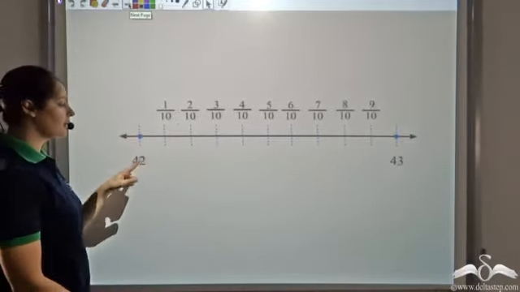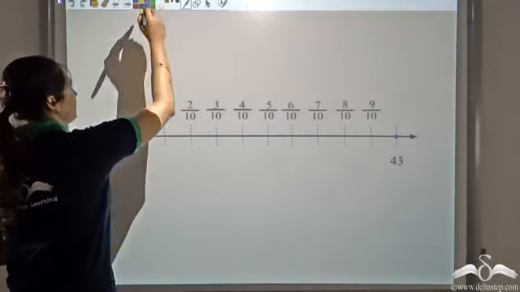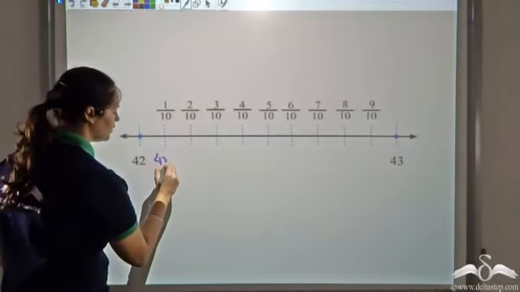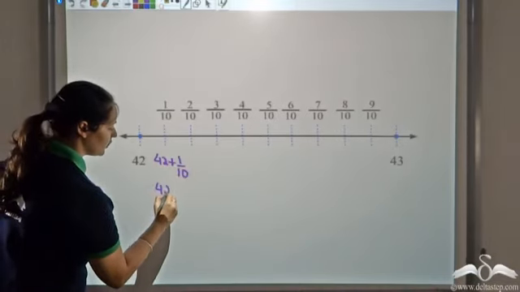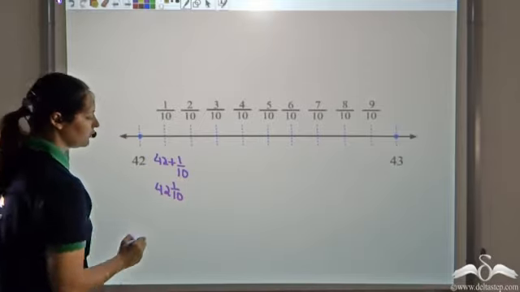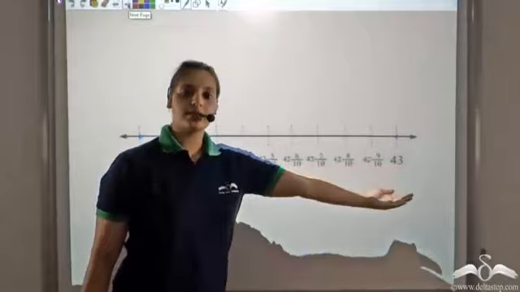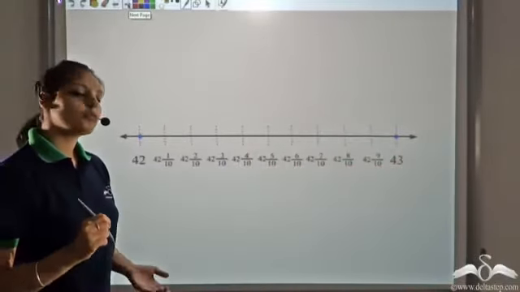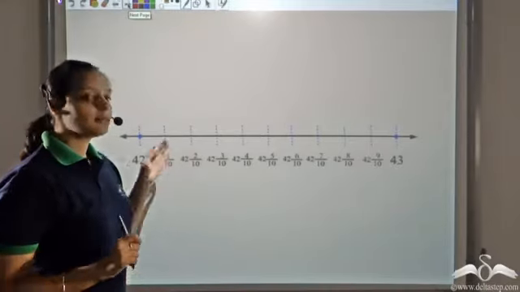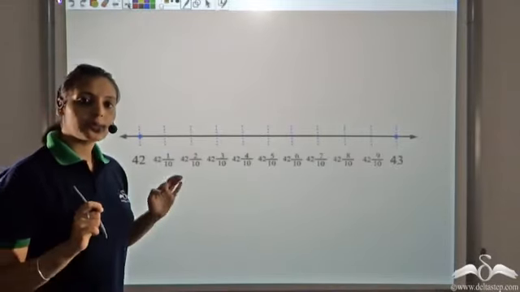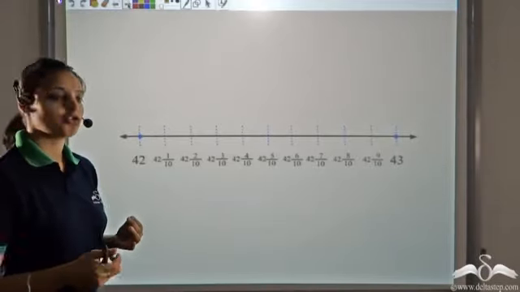So this number here is 42 plus 1 by 10, which can be represented as 42 1 by 10. The mixed number 42 1 by 10, and so on. So we represented these numbers by mixed numbers. Now the problem was, how do we represent these numbers in the place value chart? So where do I put these numbers in place value? How do I represent fractions in my place value chart?